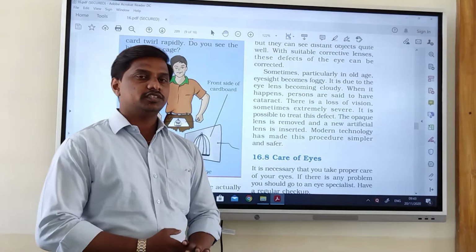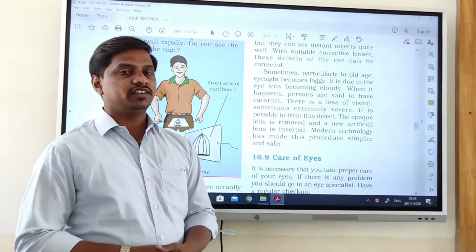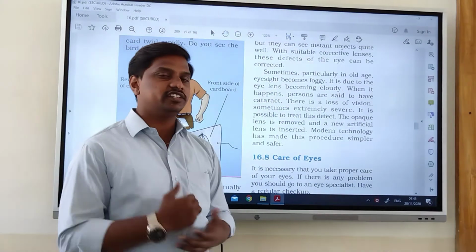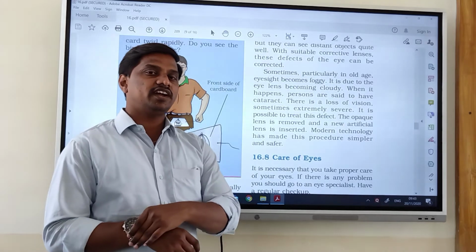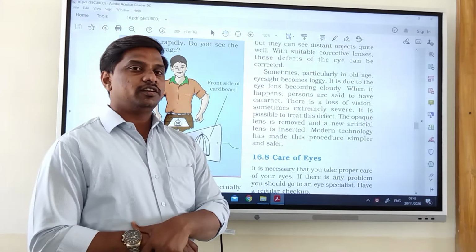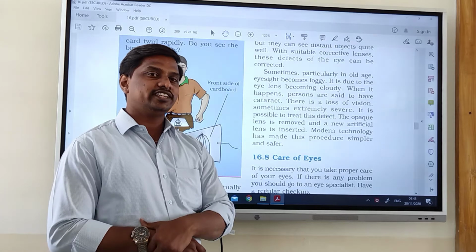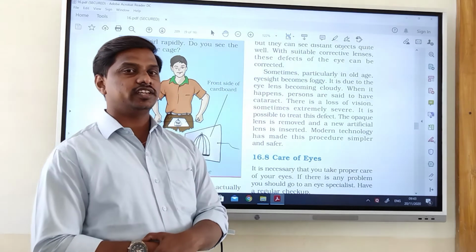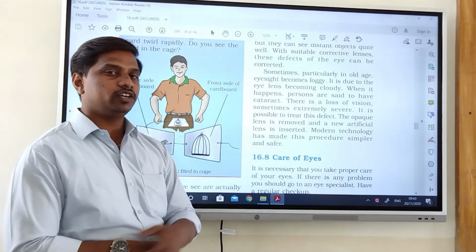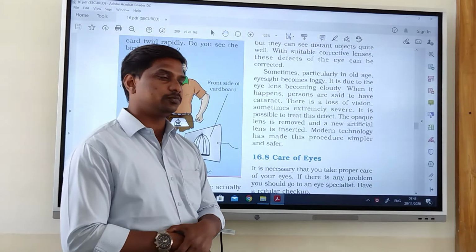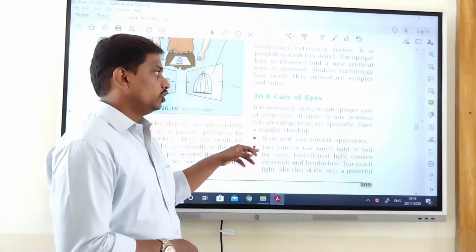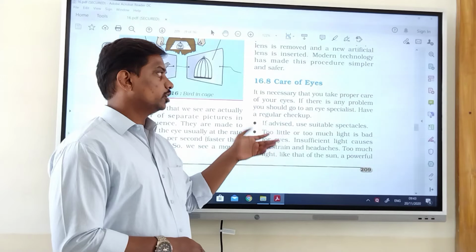In old persons, they can't see objects very clearly. That is due to the foggy lens in the eyes. So they will replace that lens and fix an artificial lens so that old age persons can easily see objects. By the new technology, they have improved that.